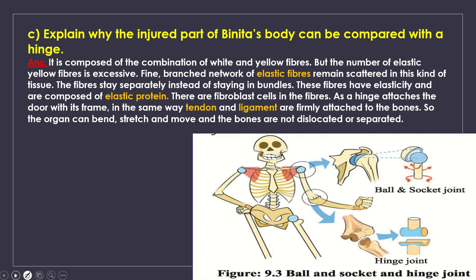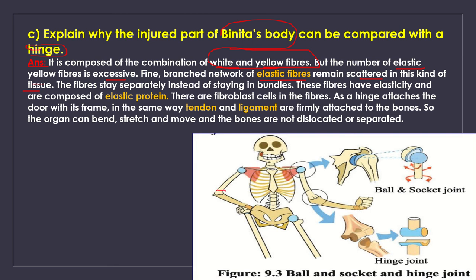Next question, explain why the injured part of Binita's body can be compared with a hinge. It is composed of a combination of white and yellow fibers, but the number of elastic yellow fibers is excessive. A branched network of elastic fibers remains scattered in this kind of tissue. So fibers stay separately instead of staying in bundles.